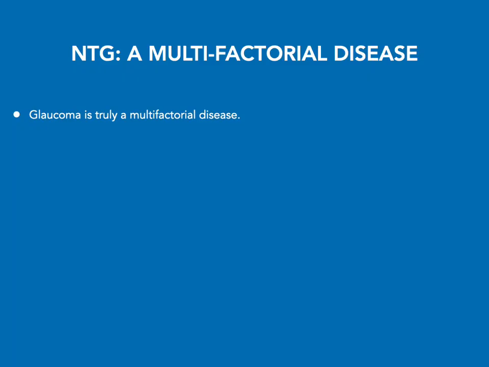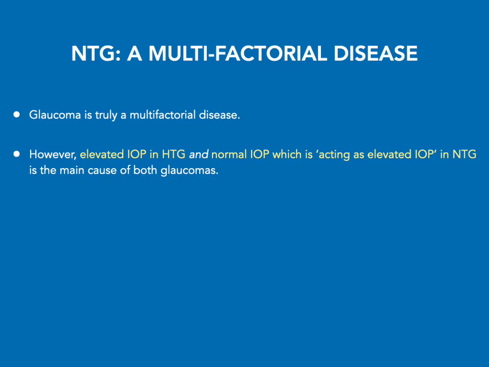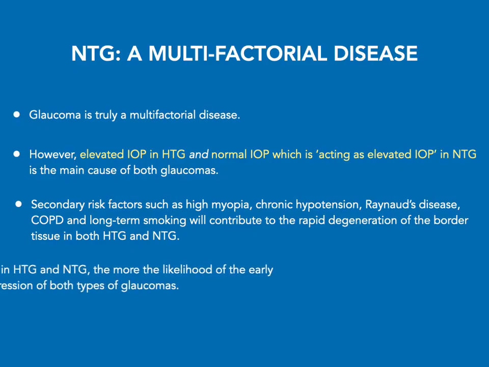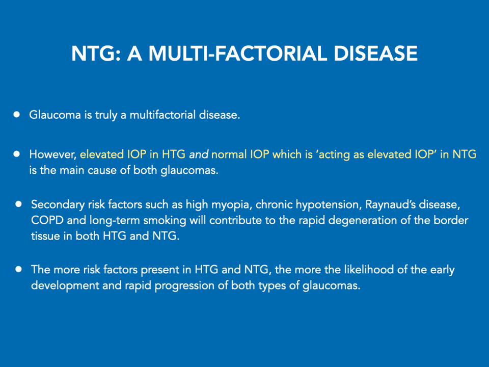Glaucoma is truly a multifactorial disease. However, elevated IOP in HTG and normal IOP acting as elevated IOP in NTG is the main cause of both glaucomas. Secondary risk factors such as high myopia, chronic hypotension, Raynaud's disease, COPD, and long-term smoking will contribute to the rapid degeneration of the border tissue in both HTG and NTG. The more risk factors present in HTG and NTG, the more the likelihood of the early development and rapid progression of both types of glaucomas.